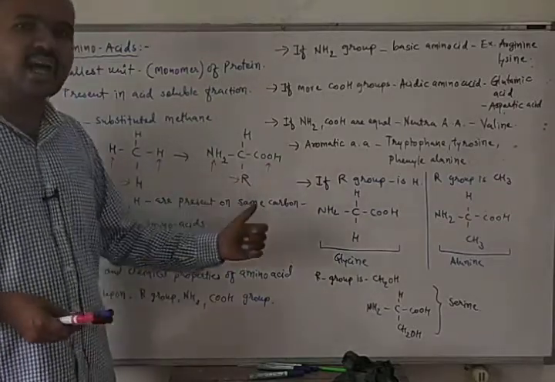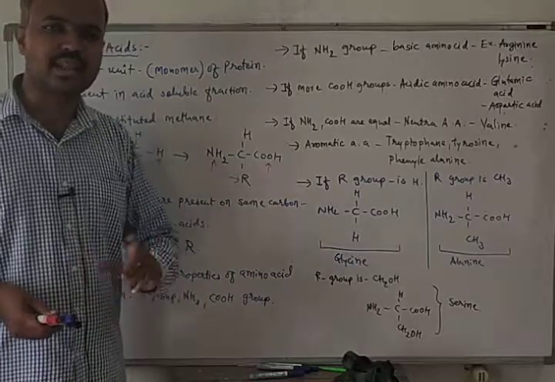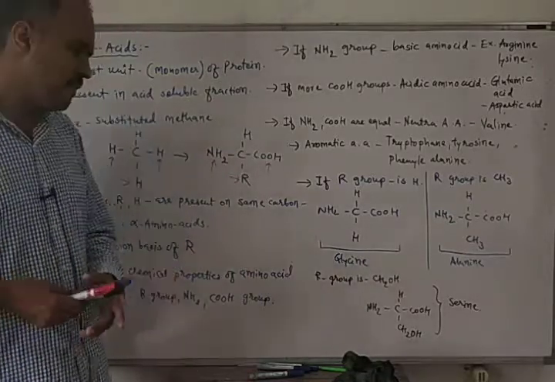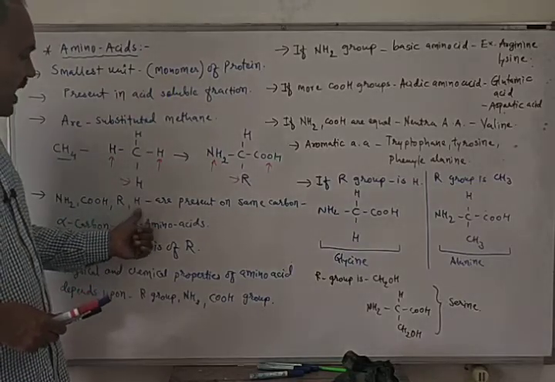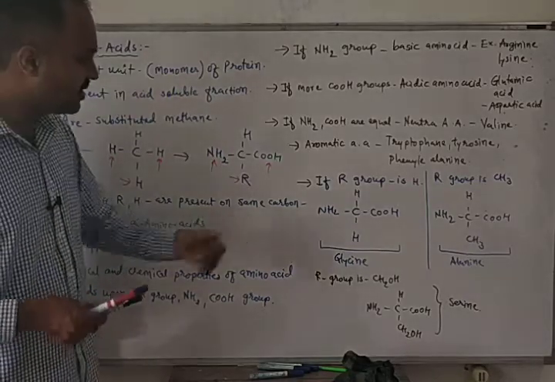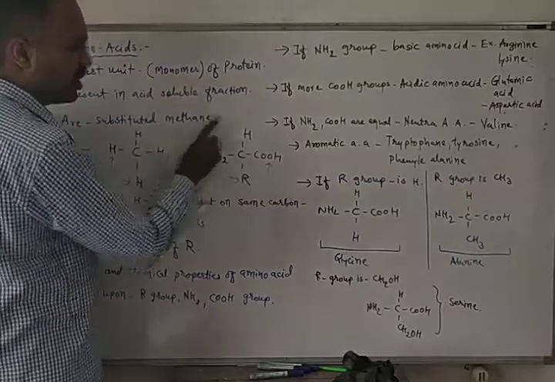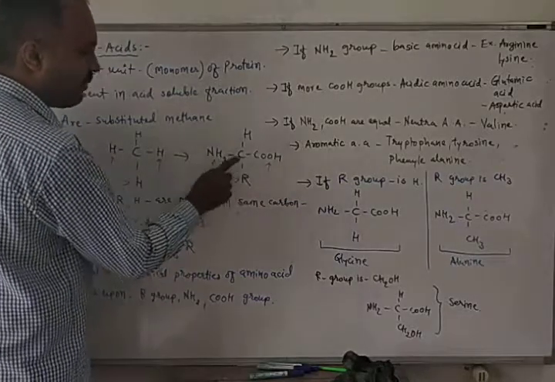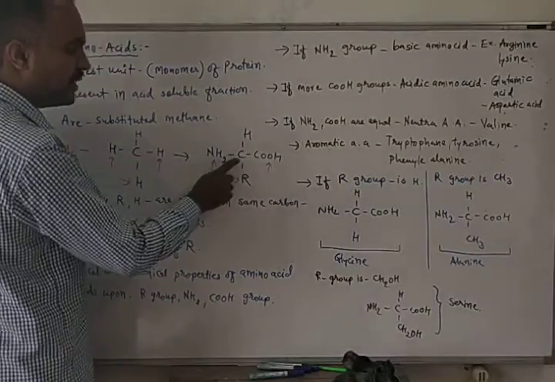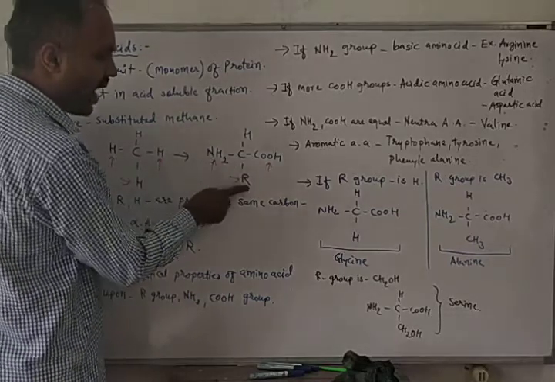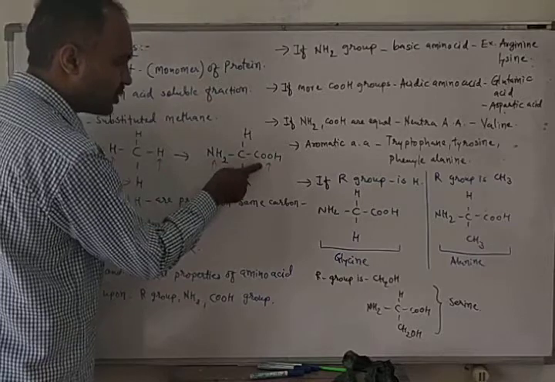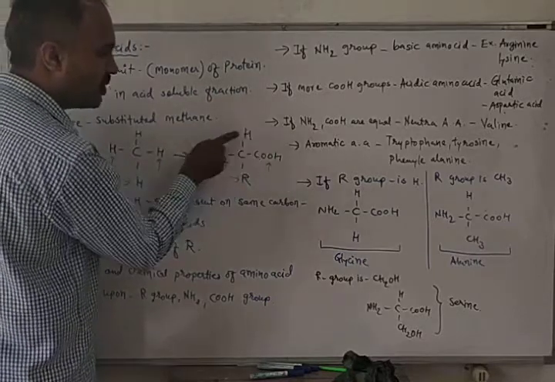So amino acids are substituted methane. They are nothing else but substituted methane. Here, amino group, carboxyl group, R group and H group are present on the same carbon. If you see the structure of the amino acid, one carbon is there, and on this same carbon, amino group is attached, R group is also attached, carboxyl group is attached, and hydrogen is also attached.